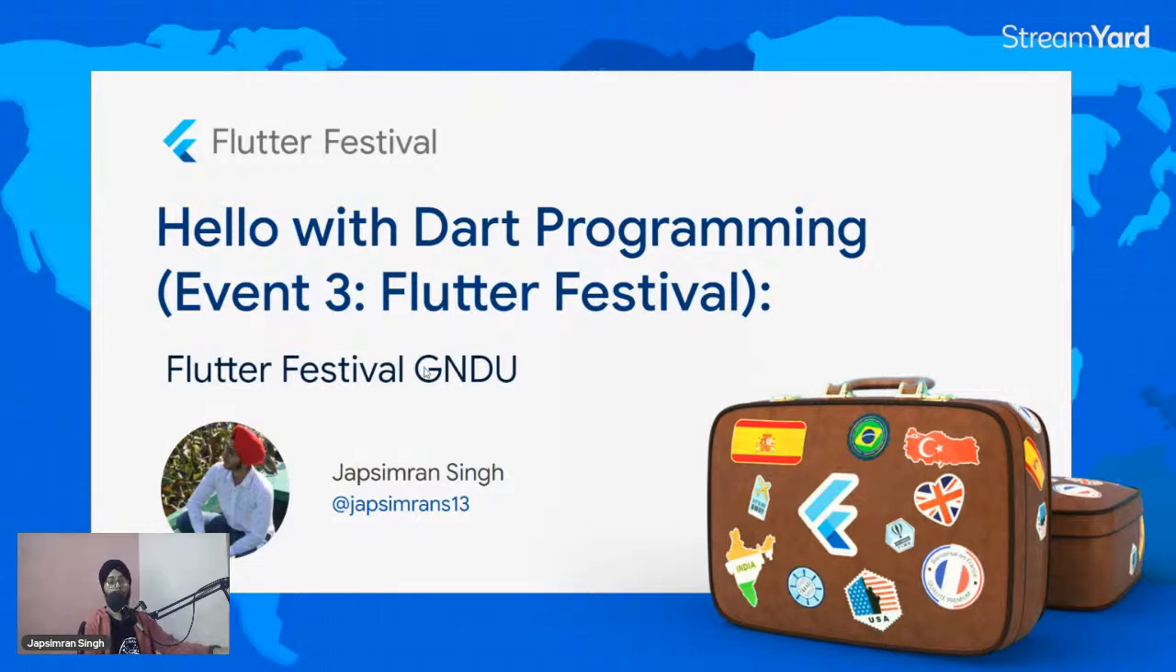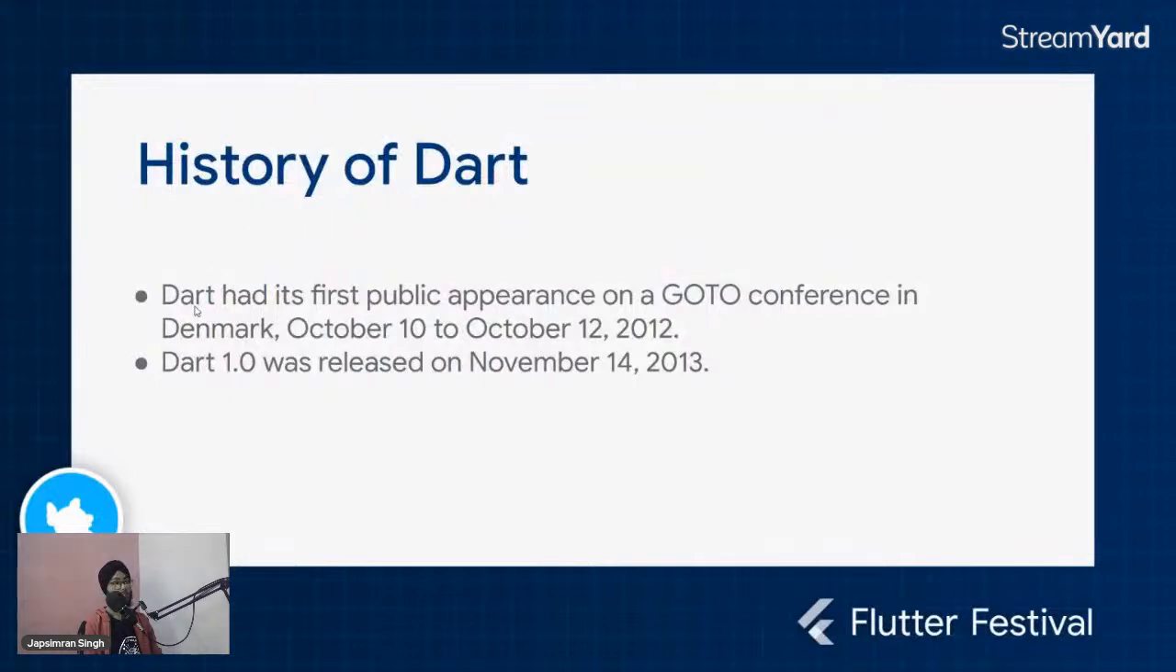Okay, so today is day three of Hello with Dart programming for the Flutter Festival, and we'll start with a brief history of Dart. Dart had its first public appearance at the GOTO conference in Denmark, October 10 to October 12, a 3-day conference in 2012. Dart was being built before that, around 2011, and we have traces of it in 2011 also. And on November 14th, 2013, Dart's first release, 1.0, was announced.